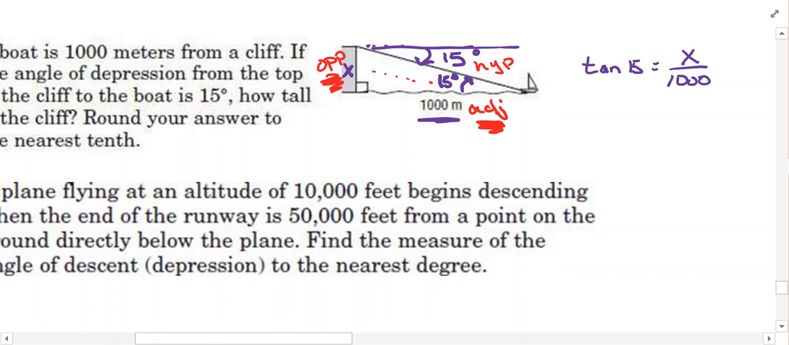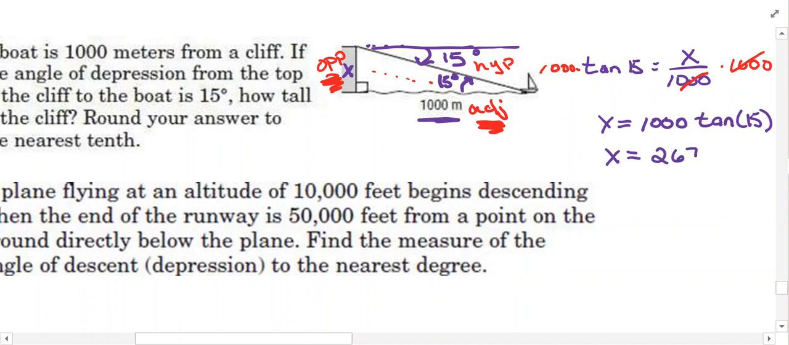Now this time it's the 1,000 that's in the denominator. So to get x by itself, I'm going to multiply both sides by 1,000, which will cancel that out. So I have x equals 1,000 times tangent 15. Putting that in the calculator and rounding to the nearest tenth, I have 267.9 meters.